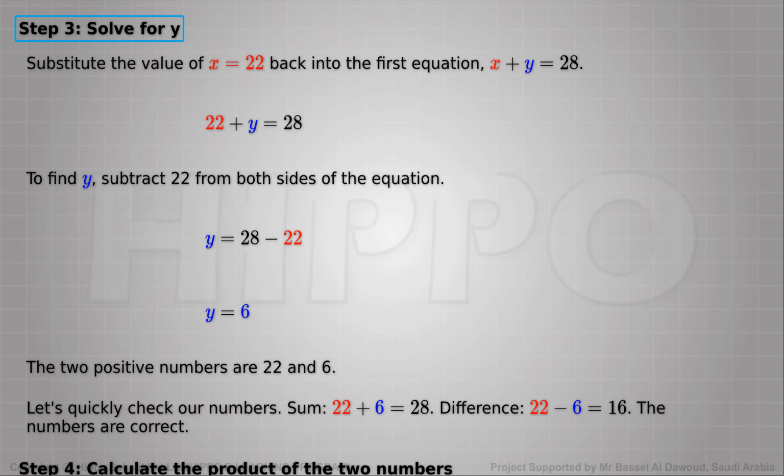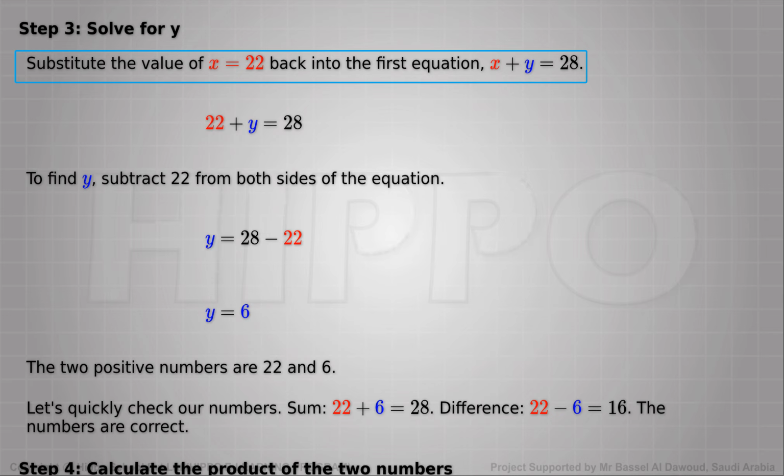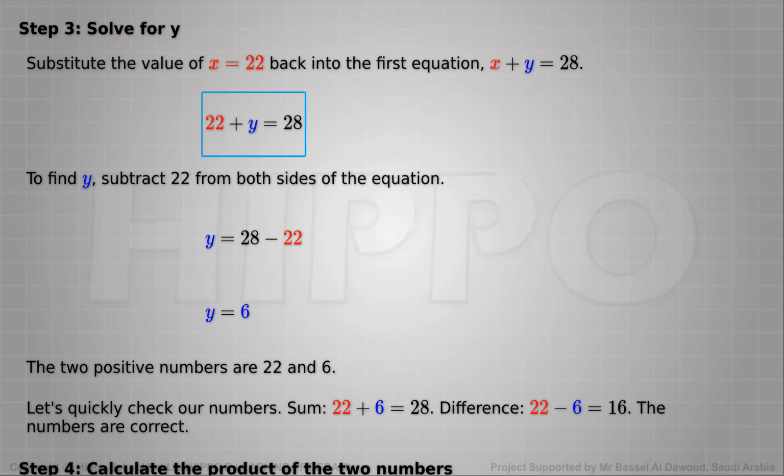Welcome to step 3. Now that we know x equals 22, we can find y. We'll do this by substituting the value of x back into one of our original equations. It's usually easier to work with the addition equation, x plus y equals 28, to avoid any potential mistakes with negative signs. So we replace x with 22. Our equation now becomes 22 plus y equals 28.